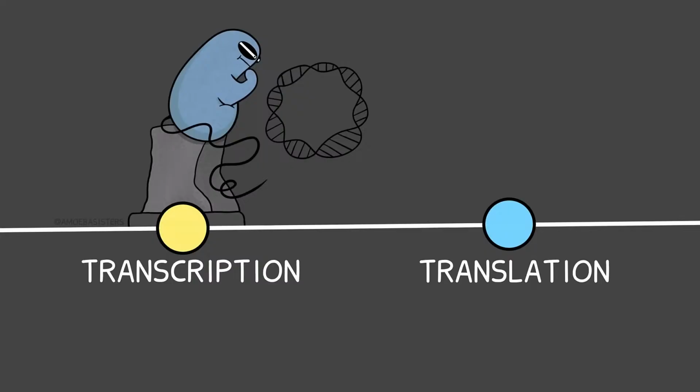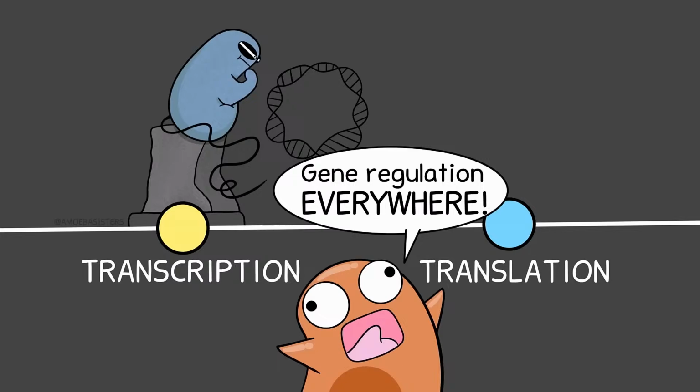tends to involve or impact transcription. Eukaryotes also have gene regulation that involves transcription, although they'll have a lot of other times for gene regulation too that we'll get into soon.